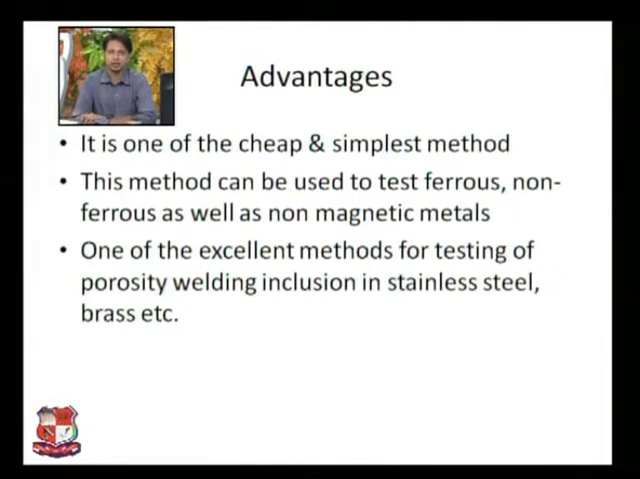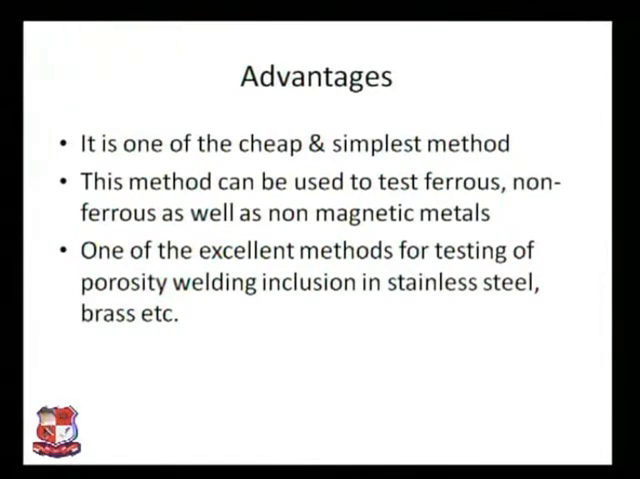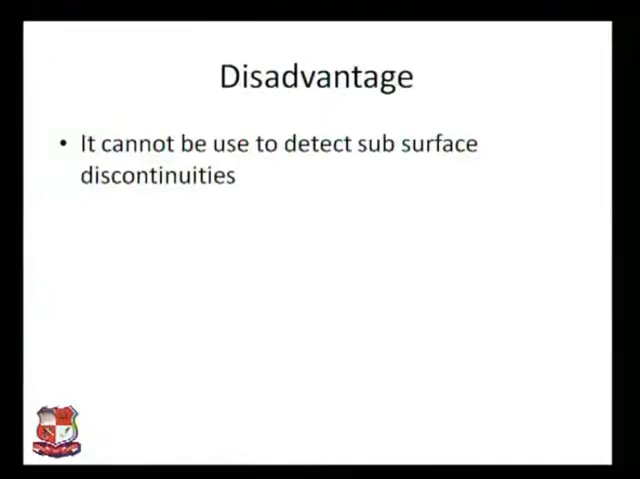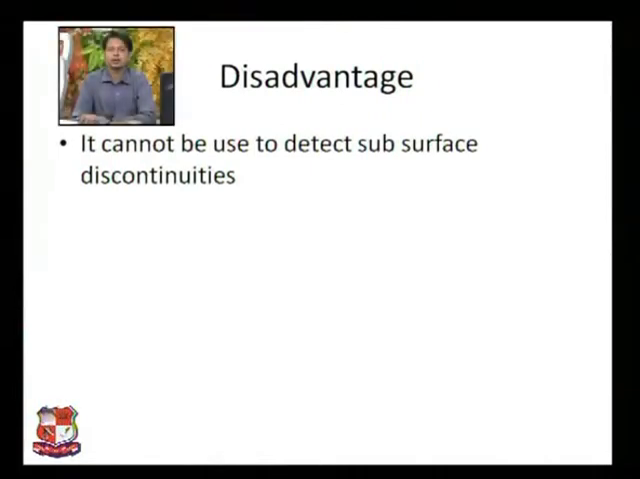Materials are being tested having defects like porosity as well as welding inclusions. So these were some of the advantages which let us go forward to test the material with the help of liquid penetrant. Let us go to the disadvantage. It cannot be used to detect subsurface discontinuities. So this was one of the disadvantages of this method. In comparison to that, there are more advantages to test the material with the help of liquid penetrant.